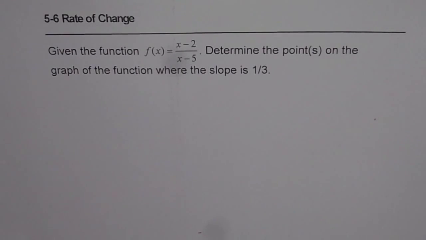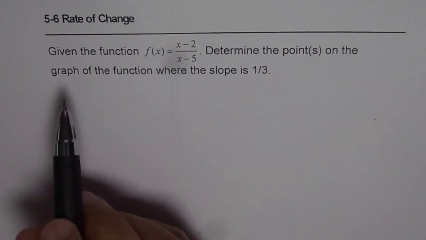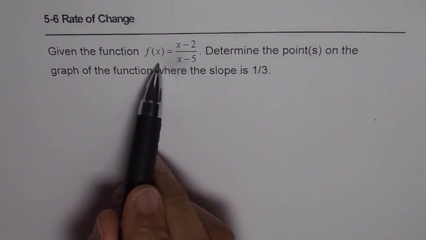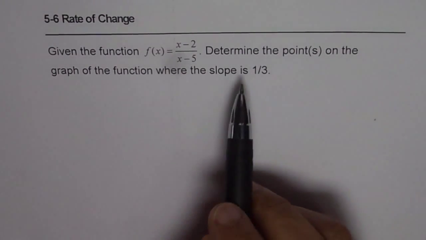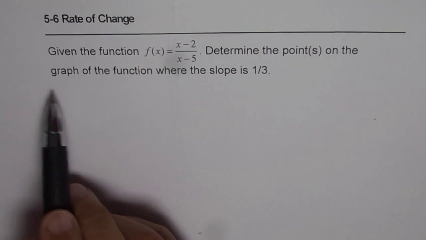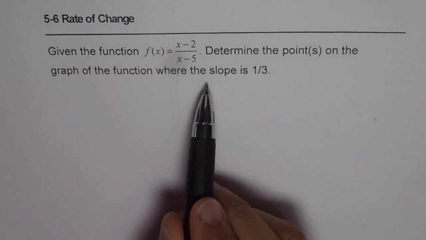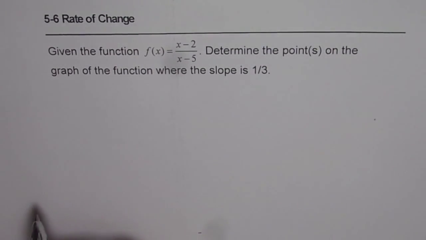I'm Anil Kumar, and in this video I'll discuss rate of change of a rational function. The question here is, given the function f(x) = (x - 2)/(x - 5), determine the points on the graph of the function where the slope is 1/3.